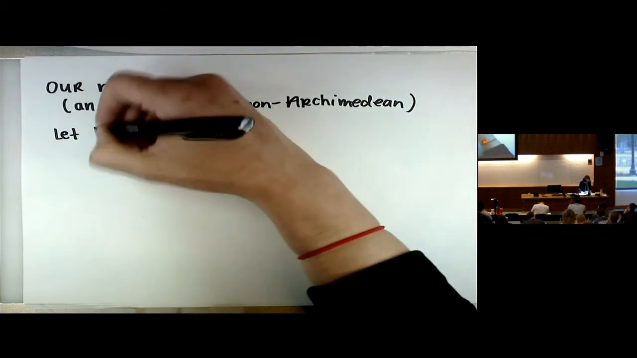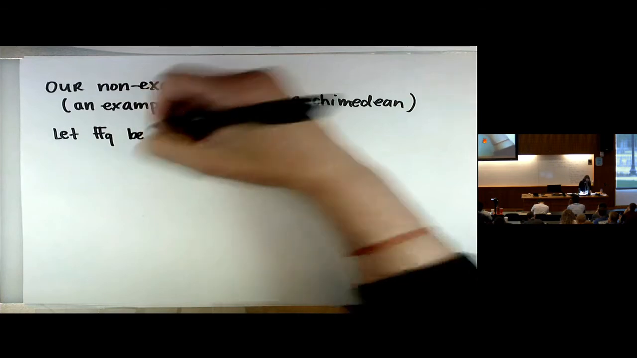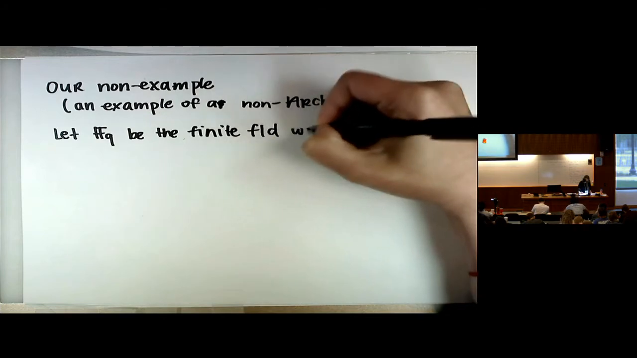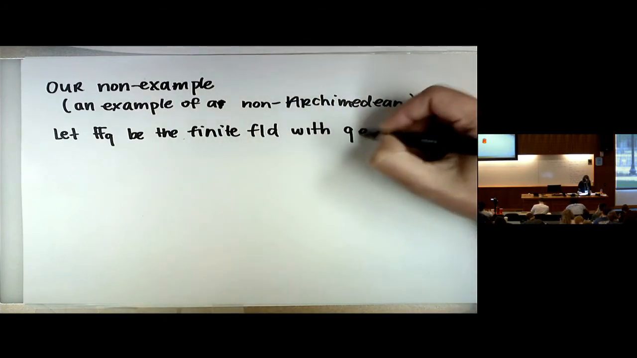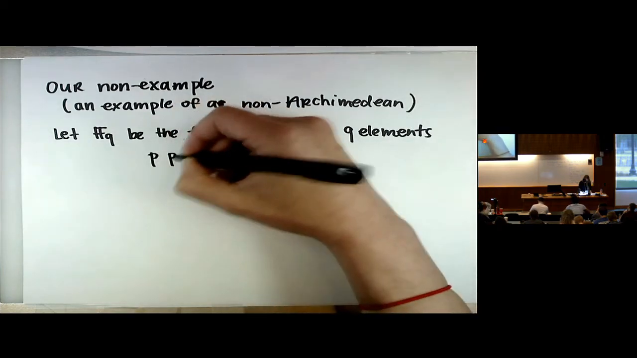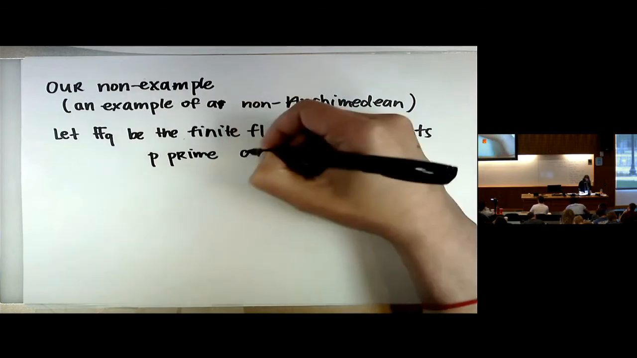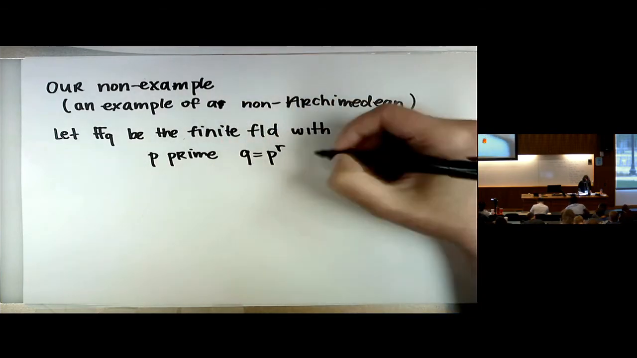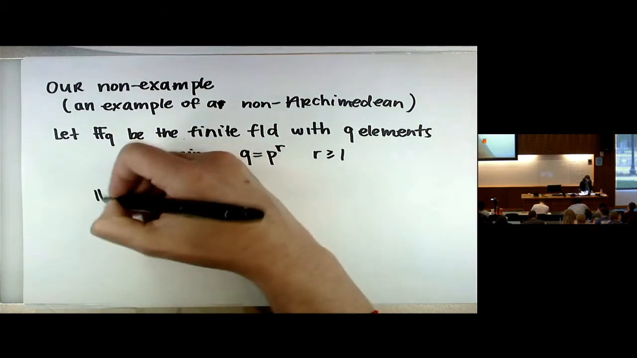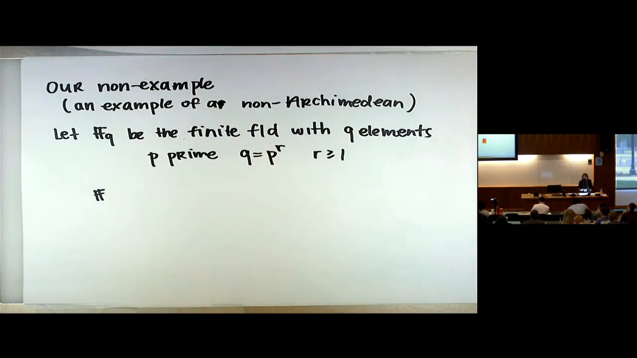So I'm just setting up my notation. Let F_q be the finite field with q elements. And here p is going to be a prime, and q is going to be p to the r for some integer r greater than or equal to 1, right? There are only finite fields with a number of elements that's a prime power. So here p will be my prime, q will be the power of that prime. So that's a field, but that's not the field.